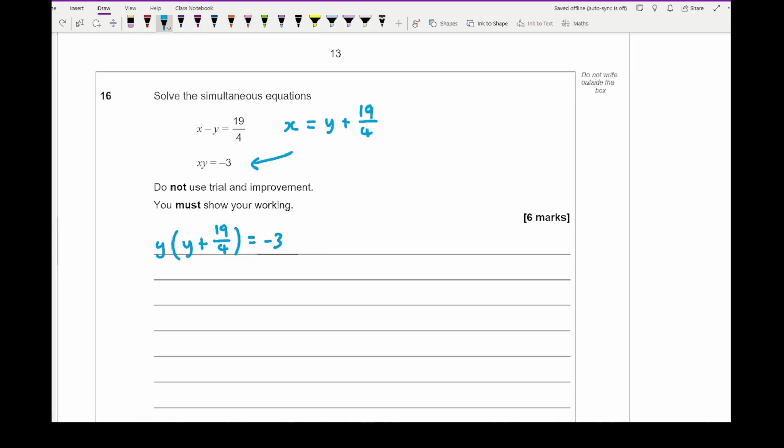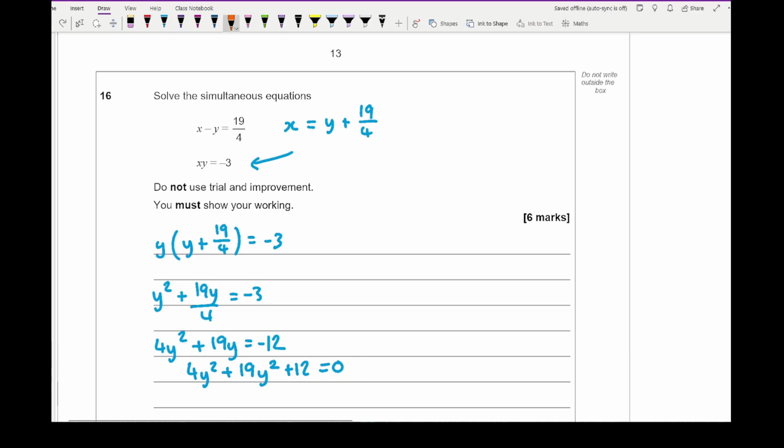Then if we expand the brackets, we end up with y squared plus 19y over 4 equals minus 3. Multiply everything by 4, and we get 4y squared plus 19y equals minus 12, leaving us with a quadratic of 4y squared plus 19y plus 12 equals 0.